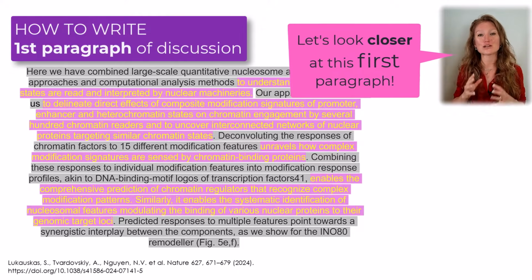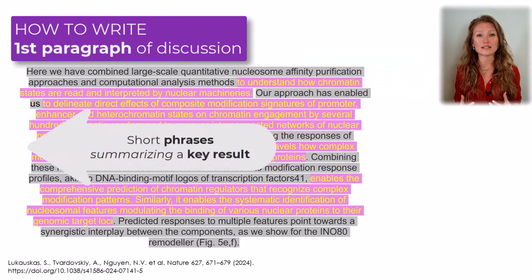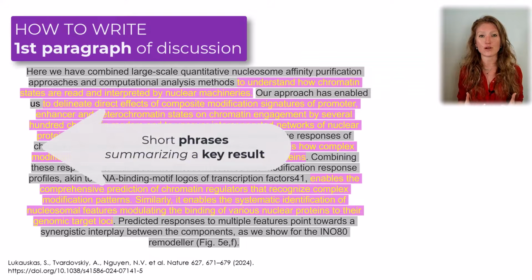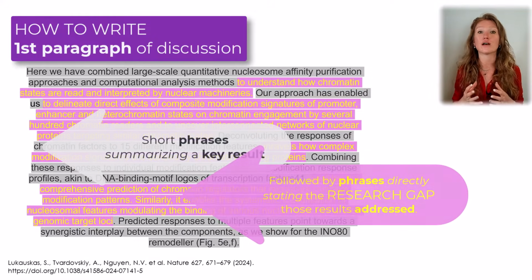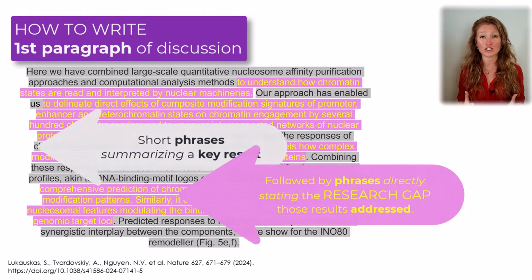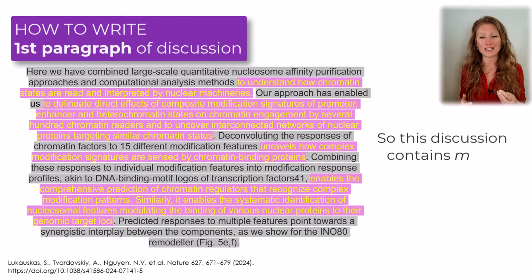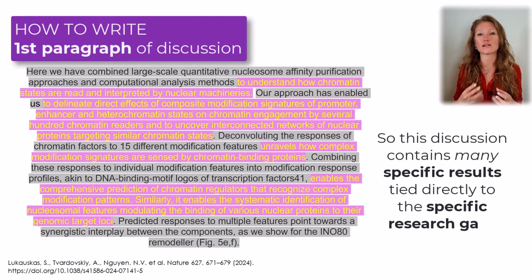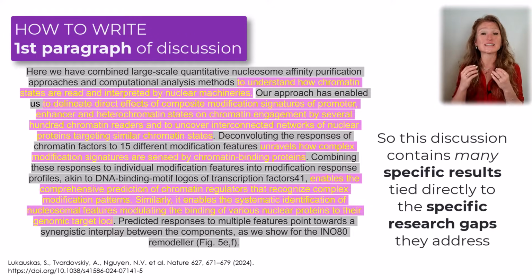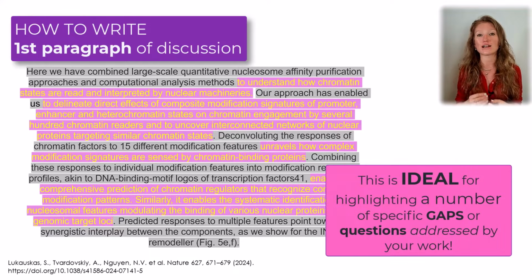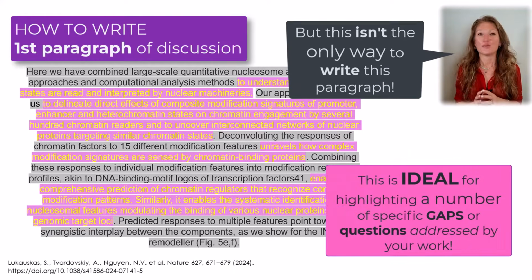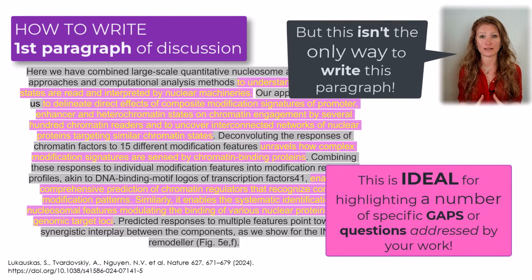So notice here, this particular paragraph is written such that there are short snippets summarizing a key result, and then they're followed by a description of how that result affected that edge of current knowledge. So this discussion includes a lot of key results attached to a lot of smaller gaps in the field. This is a great way to write this first paragraph, especially if there are a lot of small gaps that your paper addressed. But this is not the only way you have to write this paragraph.